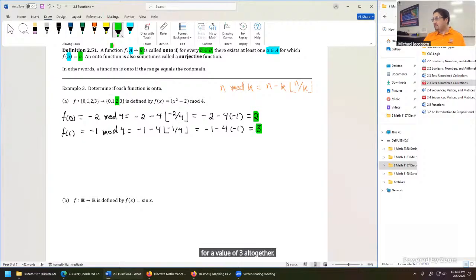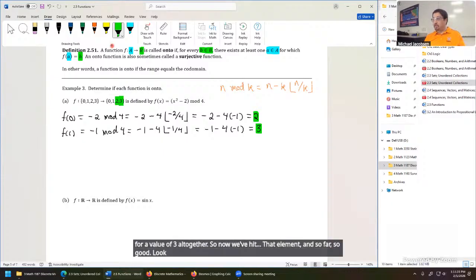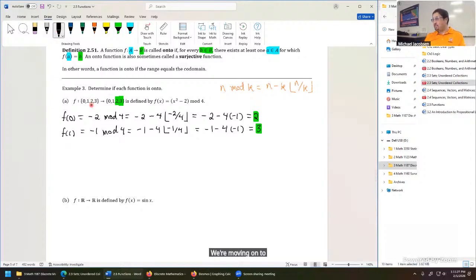So now we've hit that element, and so far so good. Looks like it could be an onto function. We're moving on to the 2 and the 3, so f at 2. That's going to be 4 minus 2, so that'll just become a 2 mod 4. And 2 mod 4 would be exactly 2.